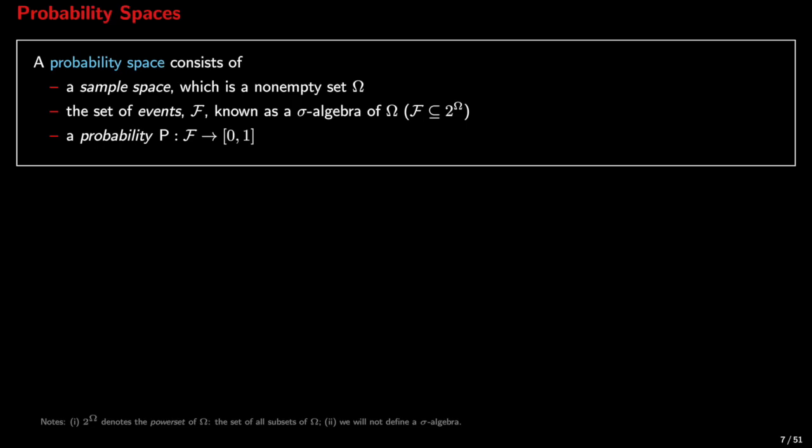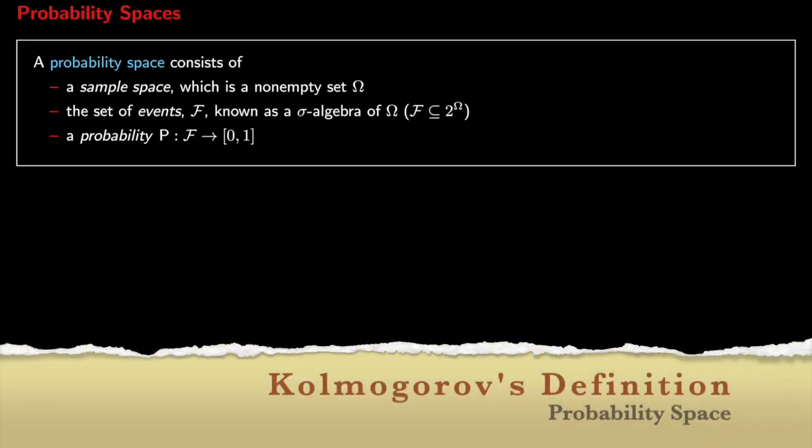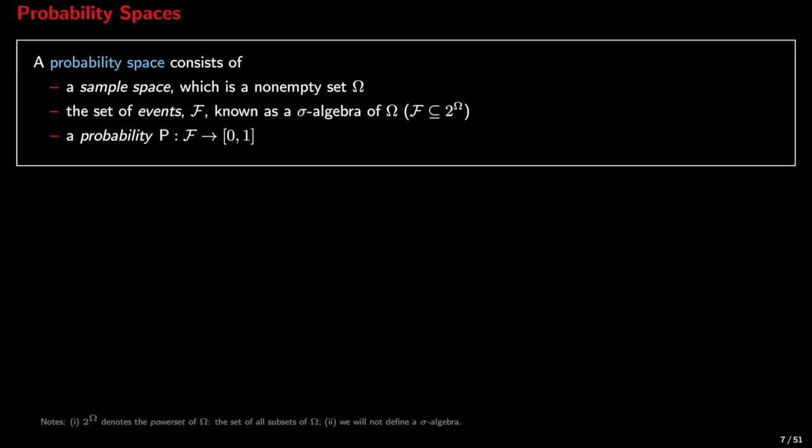A probability space is the main concept that we use to model a random experiment. So what is a probability space? It consists of three things. First of all, a sample space, which is a set omega. The sample space is the set of all possible outcomes of the random experiment. So if we flip a coin, the sample space is a set that contains heads and tails. If we roll a die, the sample space contains 1, 2, 3, 4, 5, 6. So that's the first ingredient of a probability space.